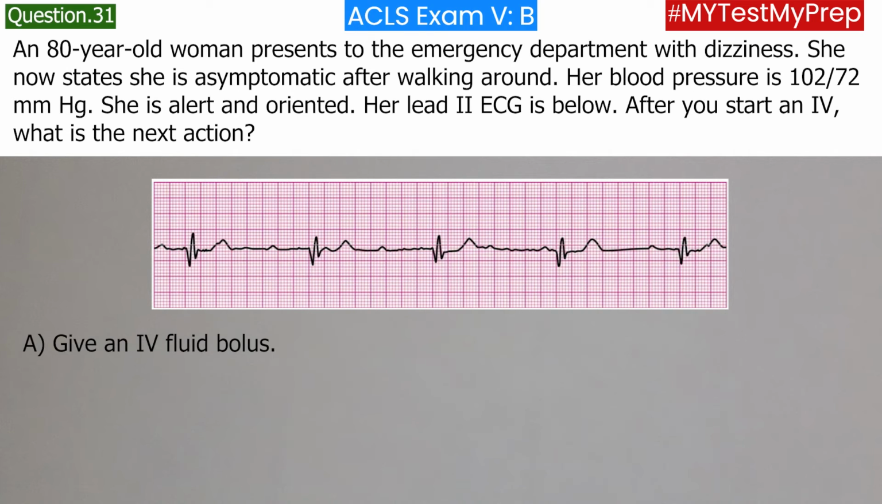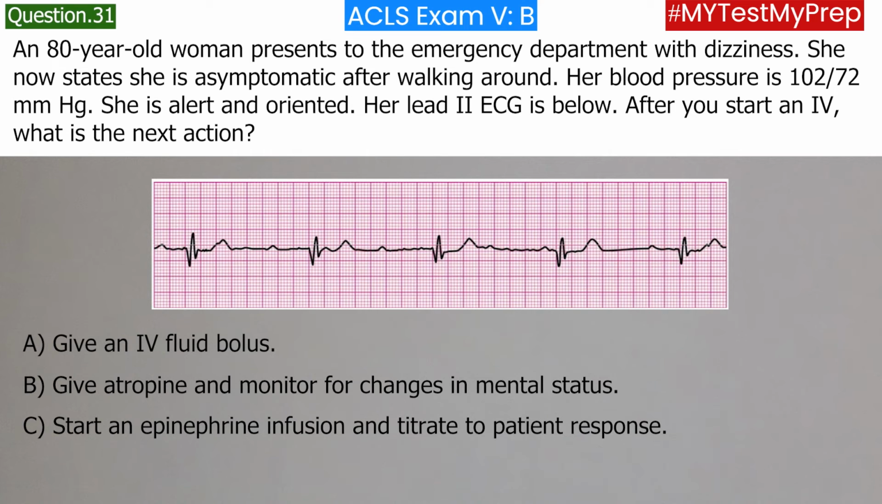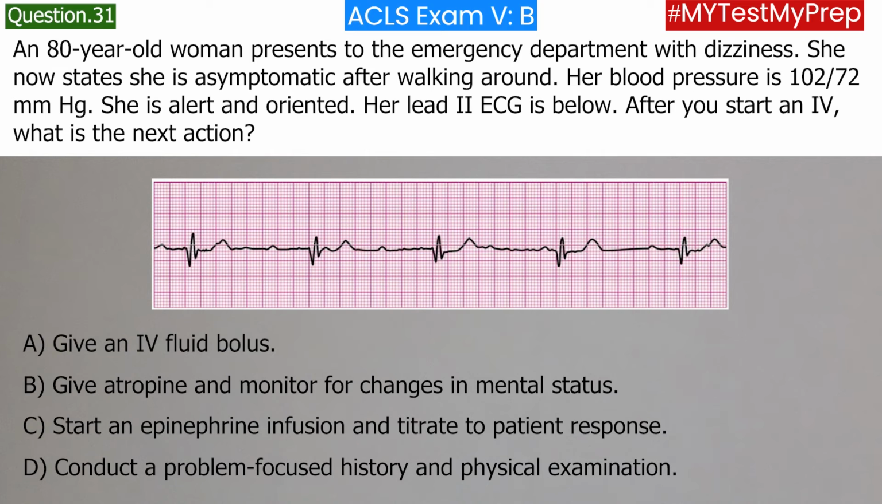A. Give an IV fluid bolus. B. Give atropine and monitor for changes in mental status. C. Start an epinephrine infusion and titrate to patient response. D. Conduct a problem-focused history and physical examination. Answer. D. Conduct a problem-focused history and physical examination.